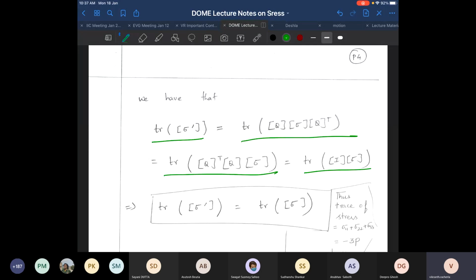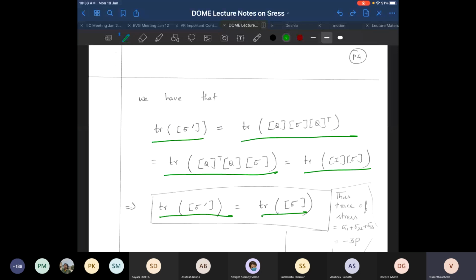So what have we shown? We have shown trace of sigma dash equals trace of sigma. So trace is one of the invariants of stress. Please remember, trace is an invariant measure of any second order tensor, not just stress. Here I have been giving stress as an example of a second order tensor, but the trace of a second order tensor is an invariant measure.